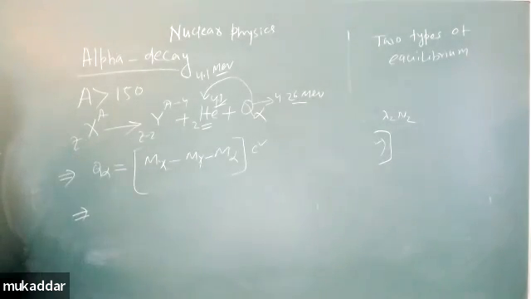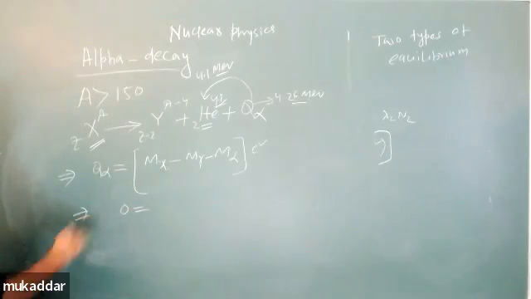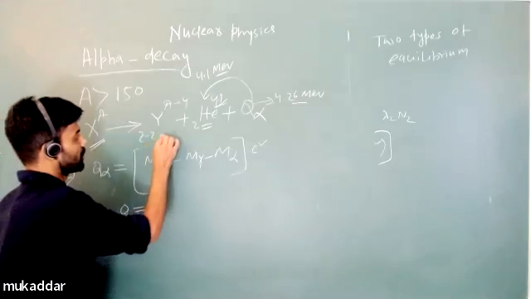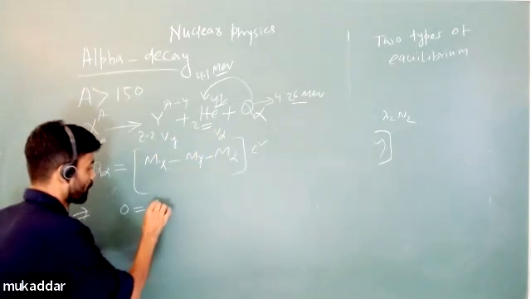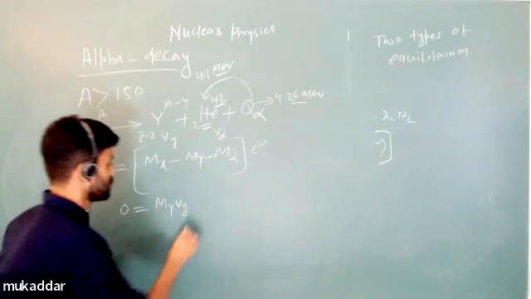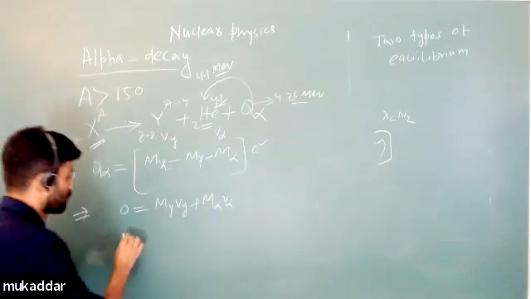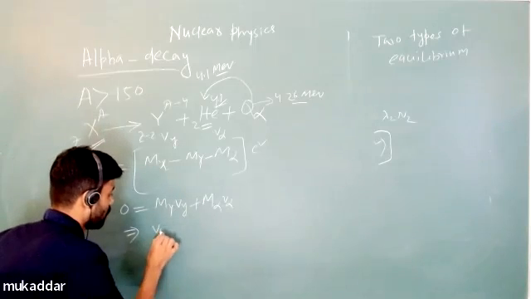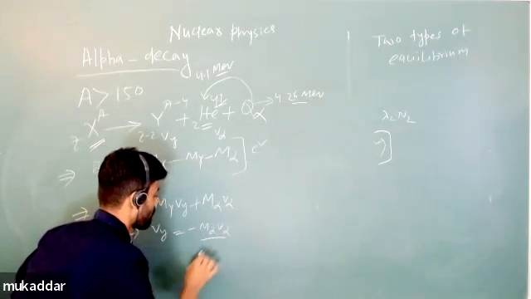Now we'll apply conservation of momentum. So this is at rest. How can you write it? From the conservation of linear momentum, 0 equals, let us assume its speed is Vy and its speed is V alpha. So you can write My Vy plus M alpha V alpha. So from here Vy equals minus M alpha V alpha divided by My.